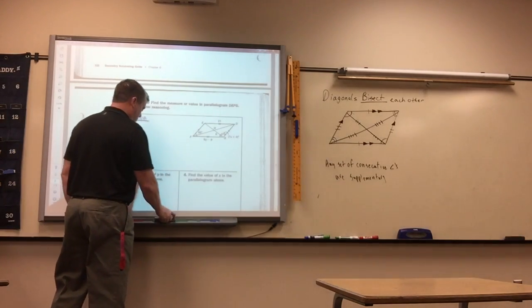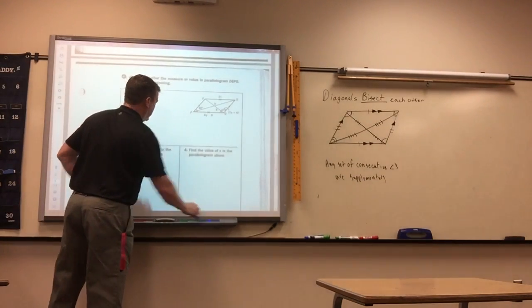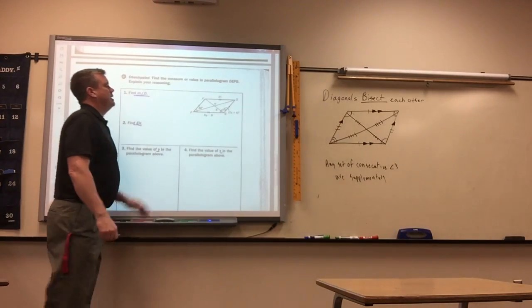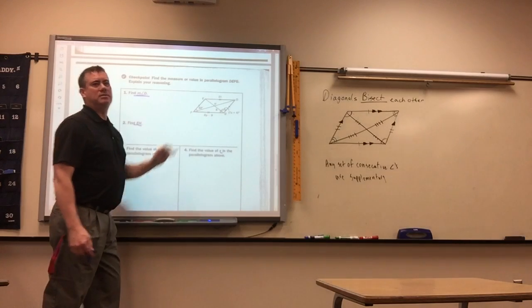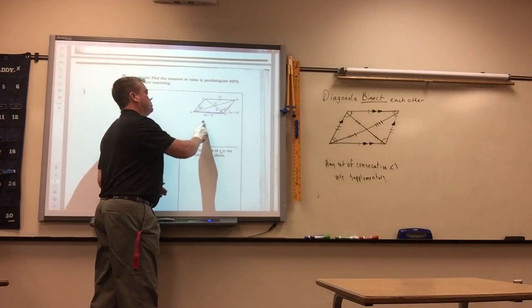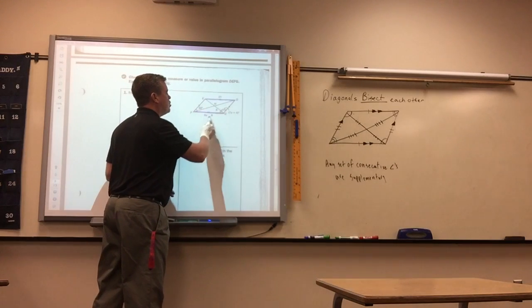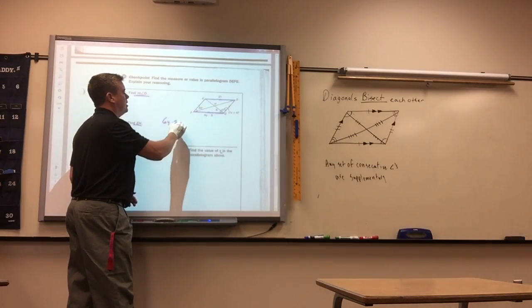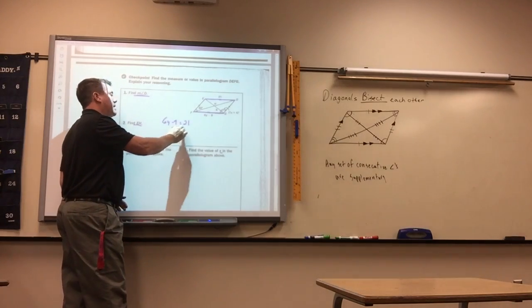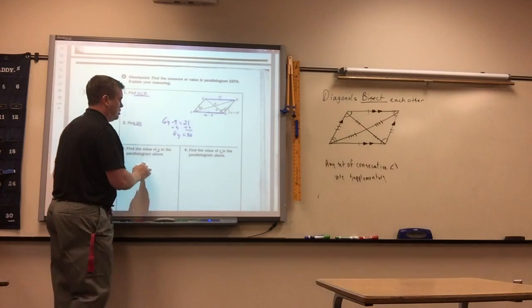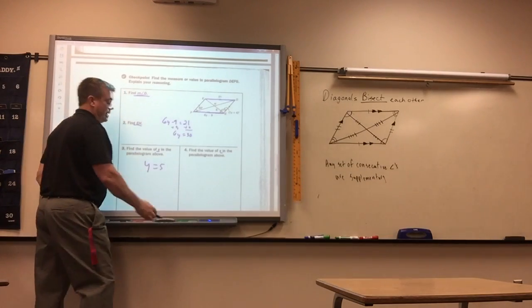And then the little tougher ones now is to solve for y and solve for x. Here's the y, and it stands for this length. So 6y minus 9 equals 21. Right. 6y minus 9 has to equal 21. So then you solve it. Add 9, 6y equals 30, divide by 6, and you get y equals 5.